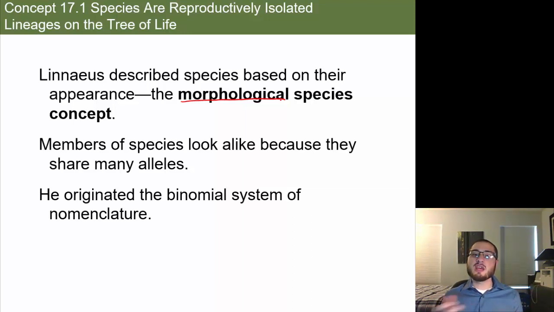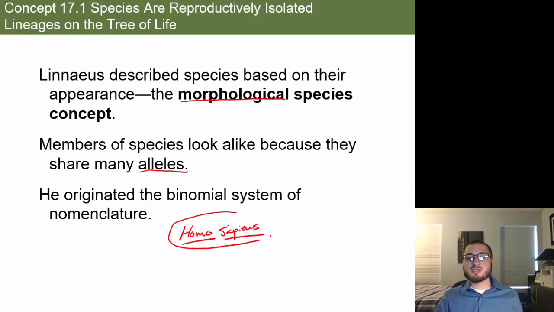Members of a species look alike because they share many alleles with each other. But sharing many alleles does not necessarily mean that they are going to be the same species or that they are going to mate with each other. So, another added layer: he originated the binomial system of nomenclature, where we see something like Homo sapiens, where he took the genus and the species, and he used that as a way to name each individual.